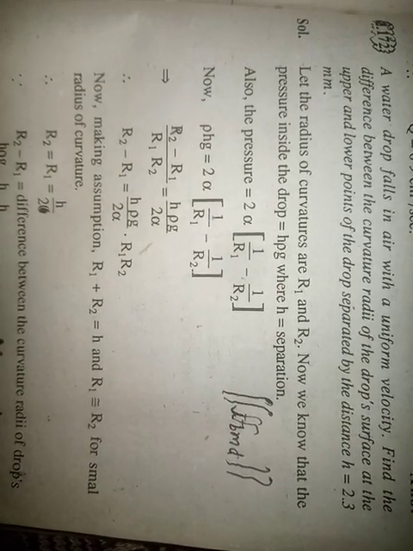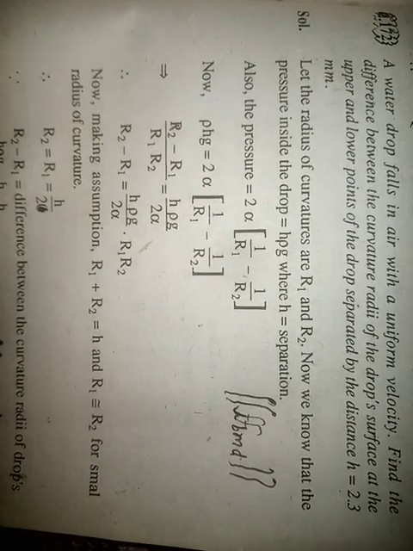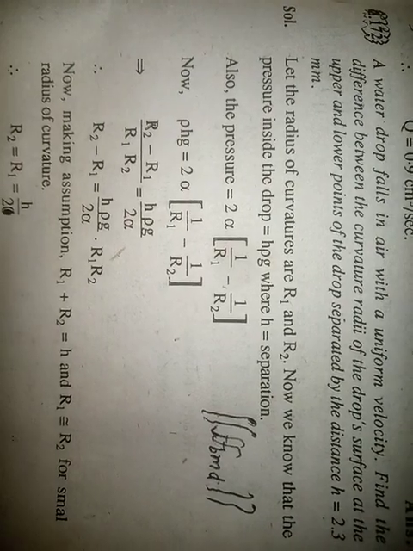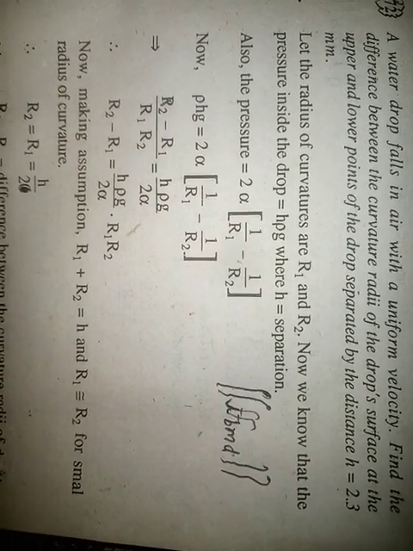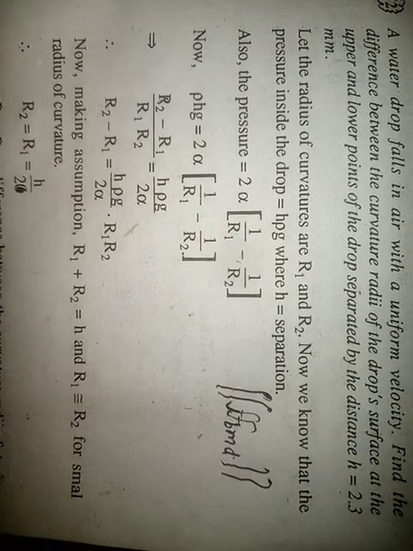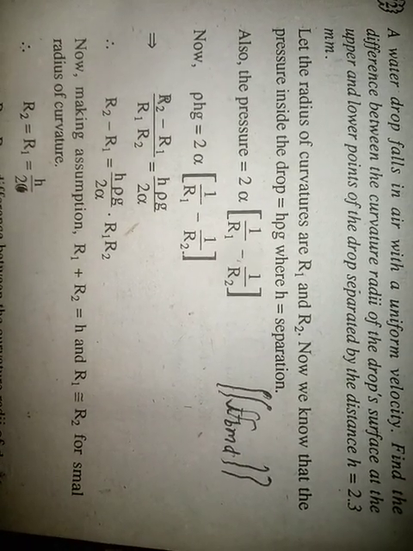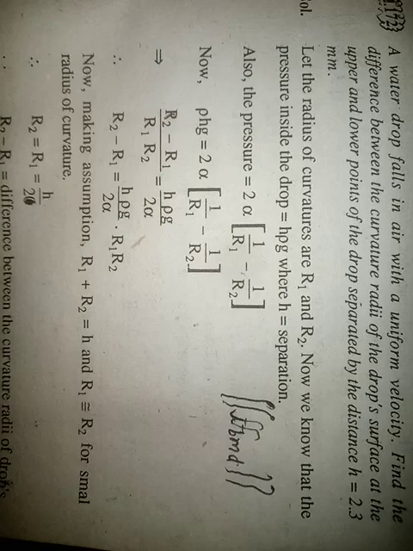A water drop falls in air with a uniform velocity. Find the difference between the curvature radii of the drop surface at the upper and lower points of the drop, separated by the distance h equals 2.3 millimeter.